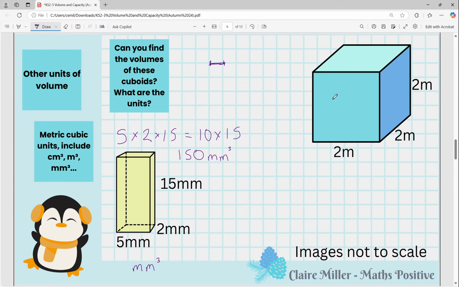So let's find the volume in meters cubed. That's going to be 2 times 2 times 2. Length times width times height. Or we could think of it as 2 cubed. It's just the same thing. The cubed means there's 3 2's that we're timesing together there. I'm going to break this down slowly. 2 times 2, that's 4.